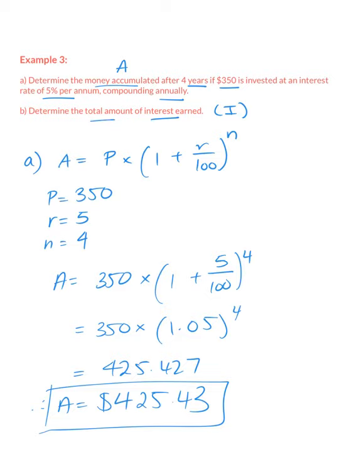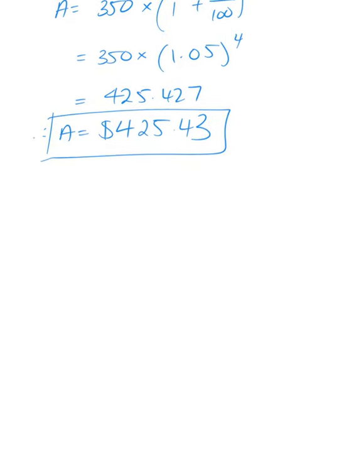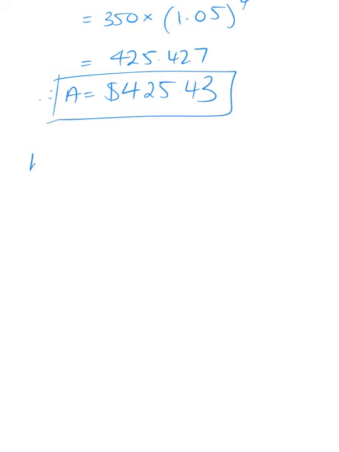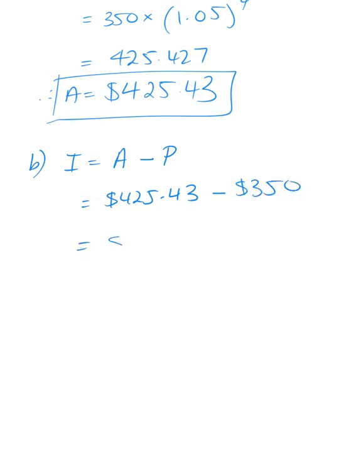Now, Part B says determine the total amount of interest earned within these 4 years. The total interest earned can be found by finding the total amount, or the new value of the investment or loan, take away the initial value. Anything in between is going to be the interest. So A is 425.43, and the principal was $350. So that is $75.43. This is the interest earned within 4 years.